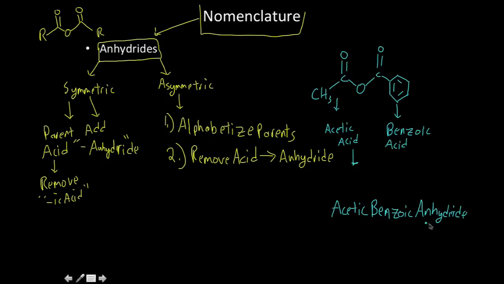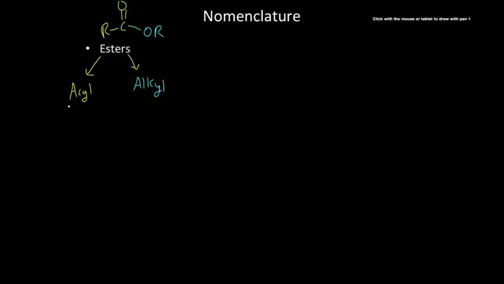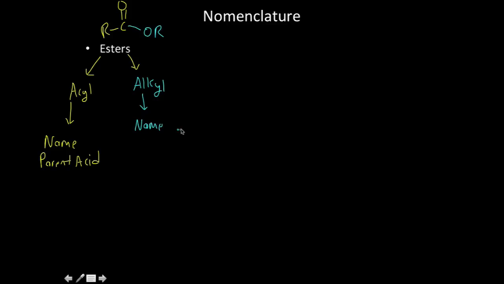Acetic benzoic anhydride. Cool. So esters are made up of two parts. There's an acyl group and then an alkyl group. With the acyl group, which as you can tell is the one with the carbonyl, you simply name the parent acid. And then the next thing you're going to do is name the alkyl group. So all you have to do with that is simply name that.